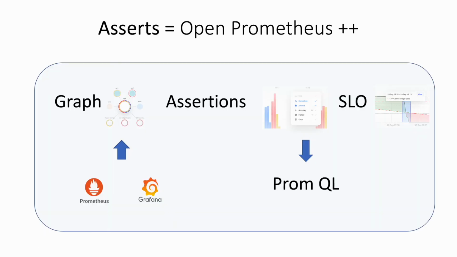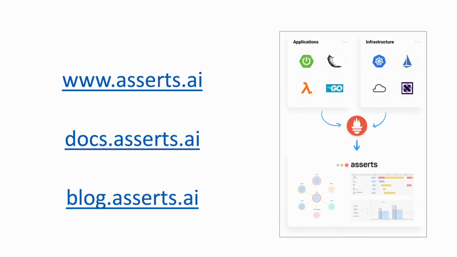The other question we often get asked is, will Asserts work for my architecture? Asserts is natively built for and on the open Prometheus ecosystem. Asserts builds its live architecture view just with Prometheus metrics, and PromQL is the language for assertions and SLO definitions. So if you're already on or would like to move to the open Prometheus ecosystem, we would love to connect with you.